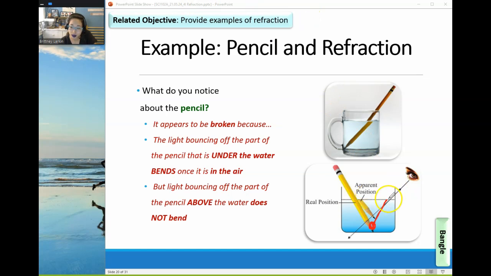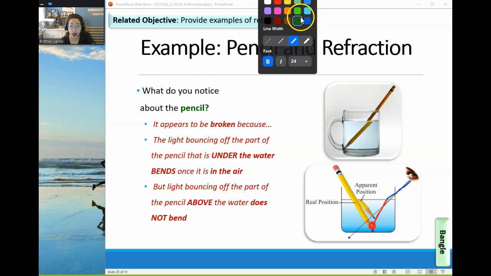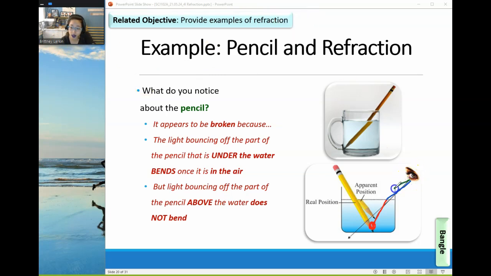But once it bends, right, so it's bending right here. Once it bends, your brain then assumes that that bending is true. All right, so your brain assumes that that bending is true, and so it extrapolates back. And the result is that your pencil appears to be too high. So the part of the pencil underneath the water appears to be too high.